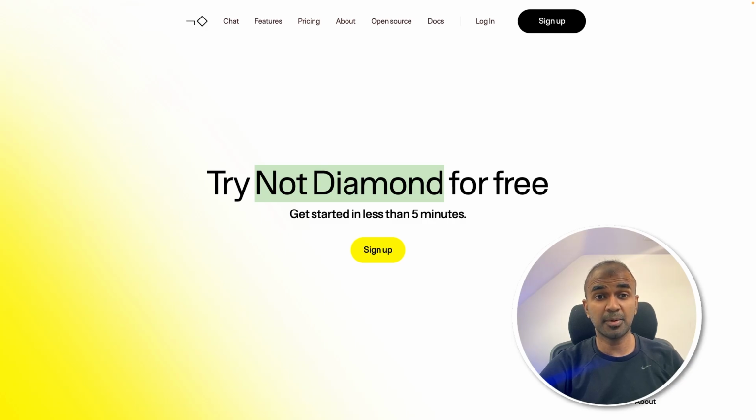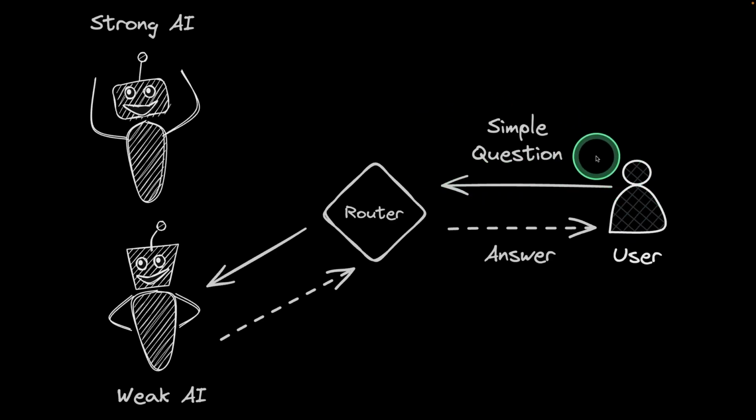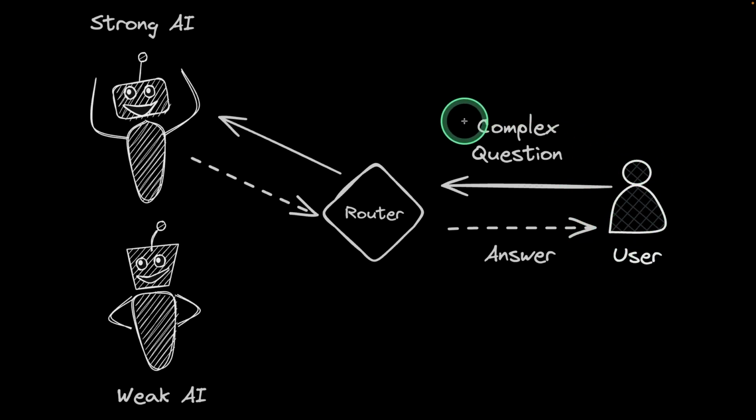Now we are going to see about a model routing service called NotDiamond. So what is model routing or LLM routing? When the user asks a simple question, the router is going to use the weak AI or weak LLM to give you the answer. Similarly, when the user asks a complex question, the model router is going to route to the strong AI or strong LLM to get the answer. In this way, we are going to save the cost.